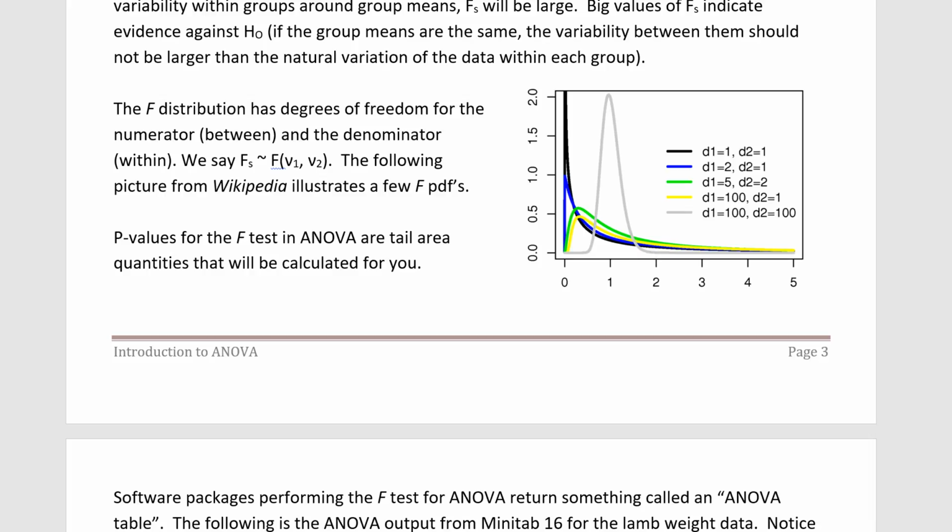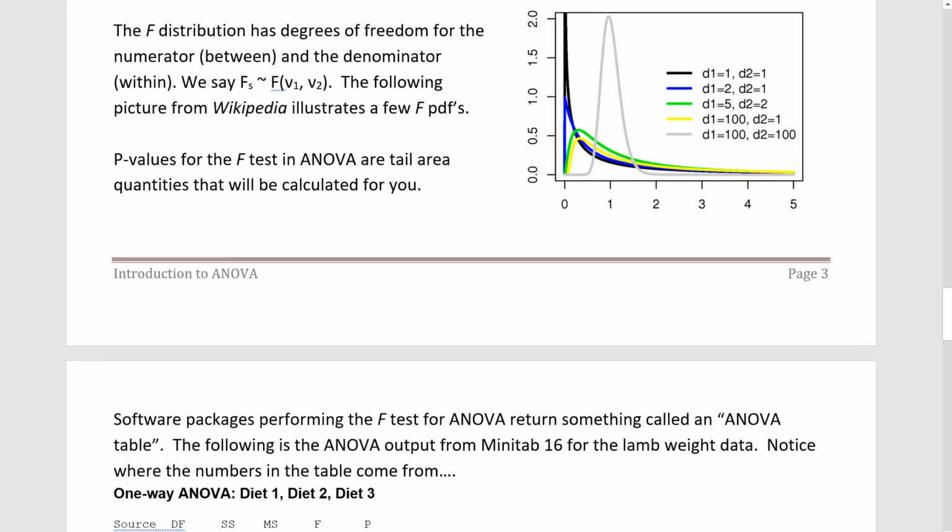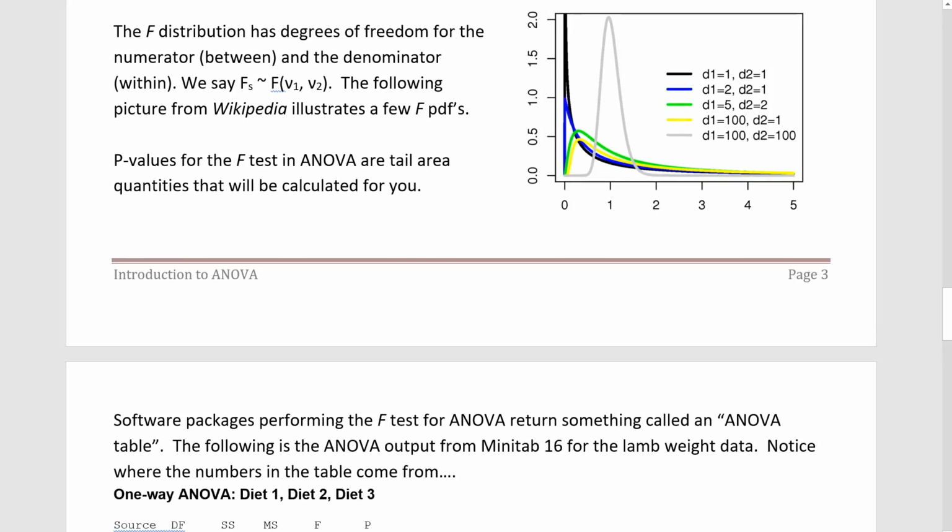The F distribution has degrees of freedom for the numerator, between, and the denominator, within. And so we say that our F statistic is distributed as an F with nu 1 and nu 2 degrees of freedom. So that's a Greek letter there, looks like a V. I stole that picture from Wikipedia. No point in making my own. They had a very lovely one right there in Wikipedia for me. So those are some different F distributions.